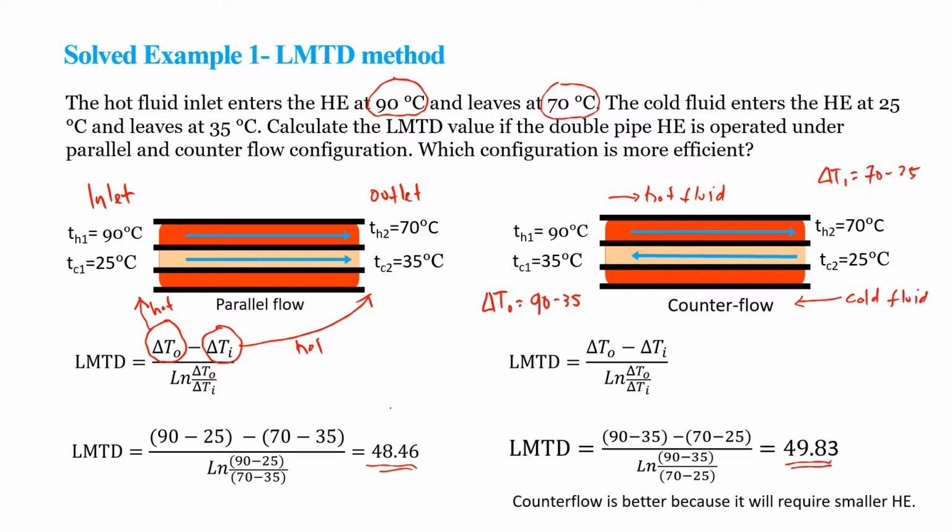So what it says is that, if you remember, Q equals UA times LMTD, right? So what that means is that if I use a counterflow, I will always have better performance. For the same Q, since my delta T is higher, I can have a slightly smaller area of the heat exchanger.